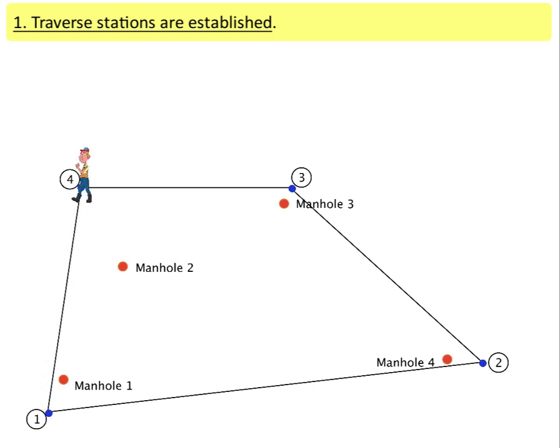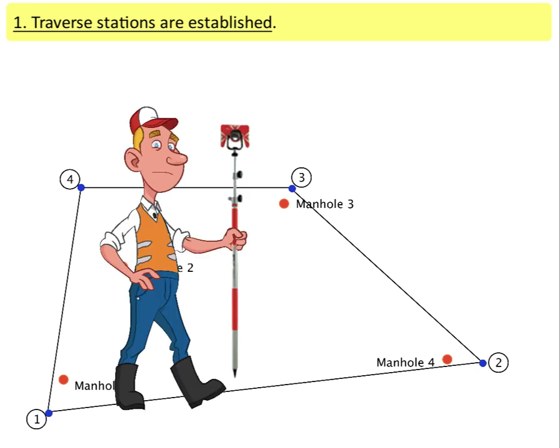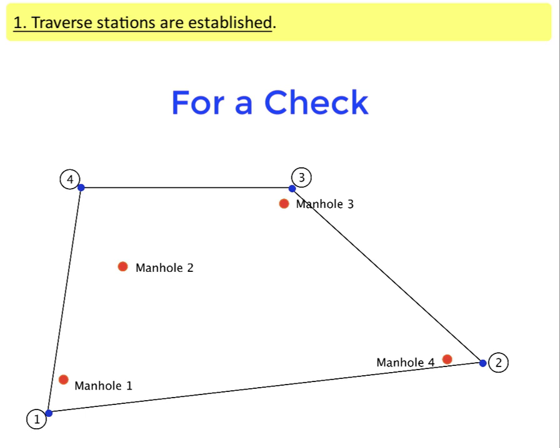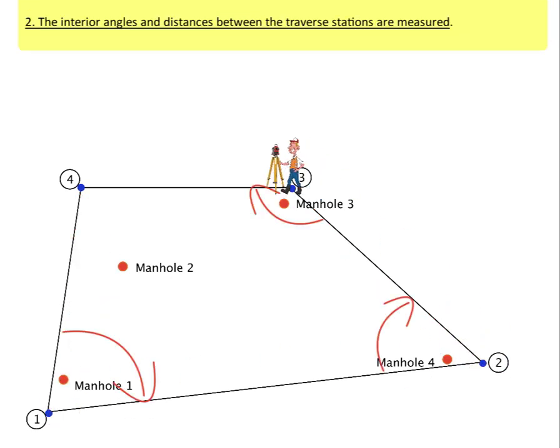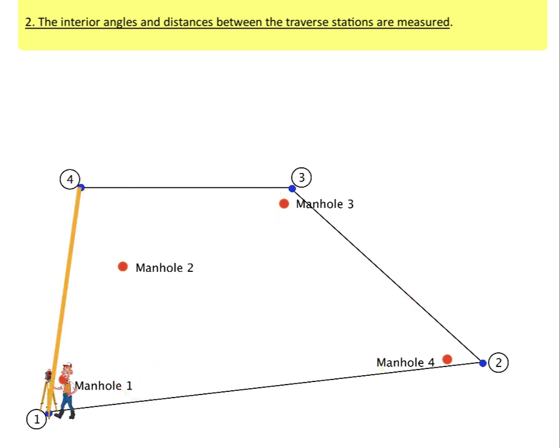From at least one traverse station, there has to be an unobstructed view of a manhole, or at least a prism set up over the manhole. For a check, the manhole should be observed from at least two traverse stations. Each traverse station is occupied sequentially. The surveying instrument is back-sighted and zeroed upon the previous traverse station.